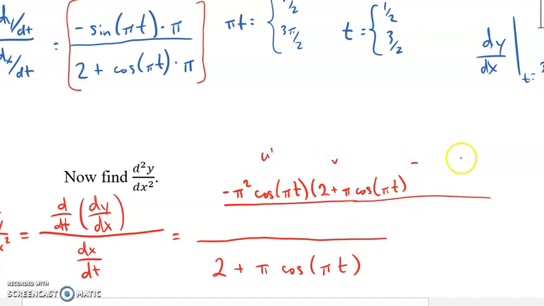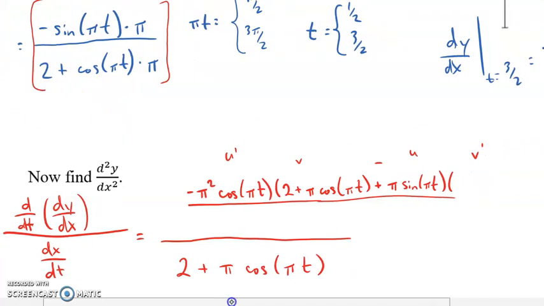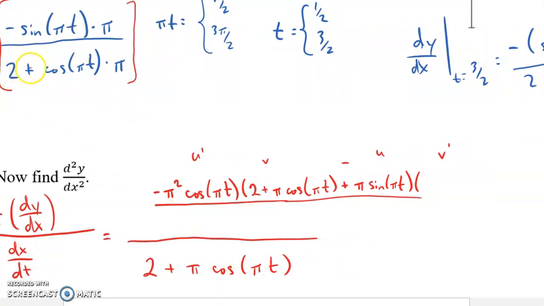All right, well, great. That's u prime v. Now we're going to do minus u v prime. Well, u is negative, so we'll do a double negative, which makes it positive. Pi times the sine of pi t. And then we're going to multiply that, that was u, by v prime. V prime being the derivative of the denominator, so we've got, well, the 2 goes away. That's one of the only nice things about this problem. And then we're going to take the derivative of the cosine, that's going to be negative sine. We're going to have that negative pi squared again, so negative pi squared times the sine of pi t.